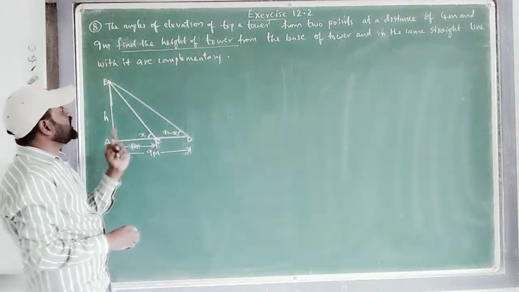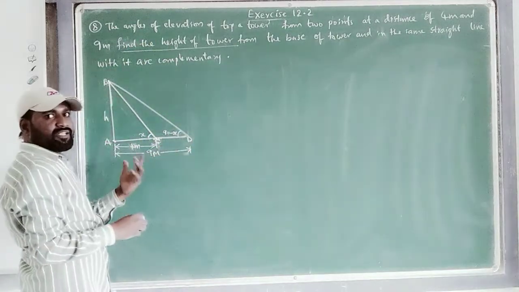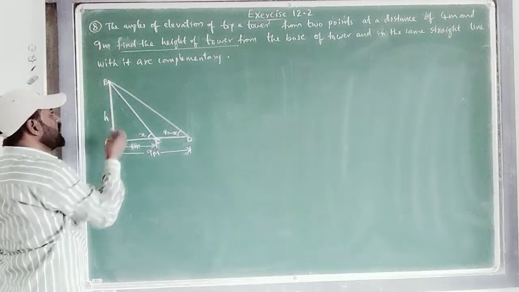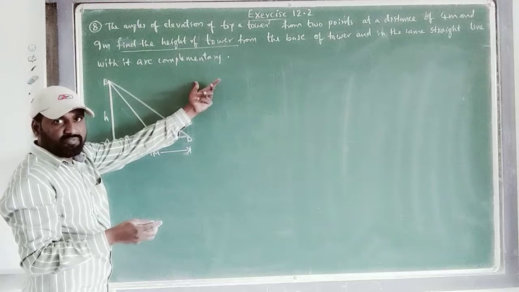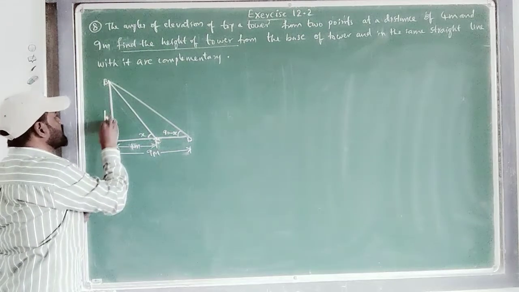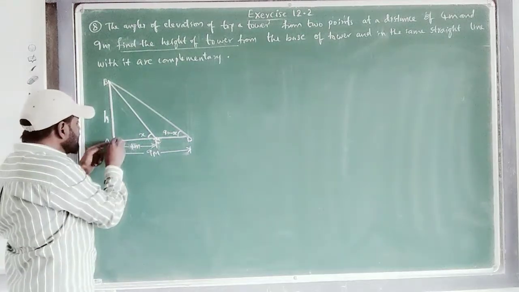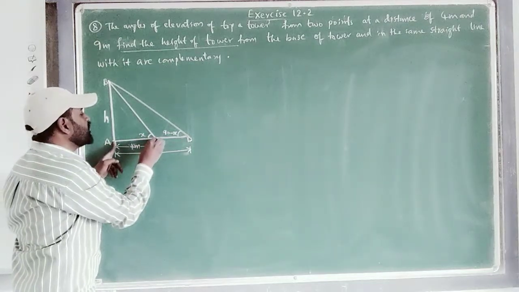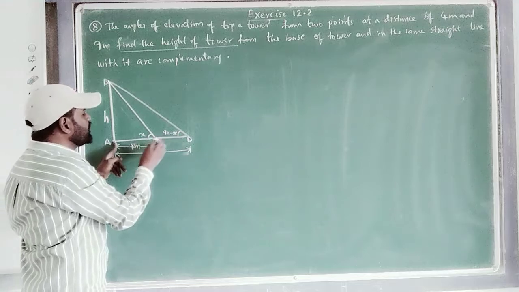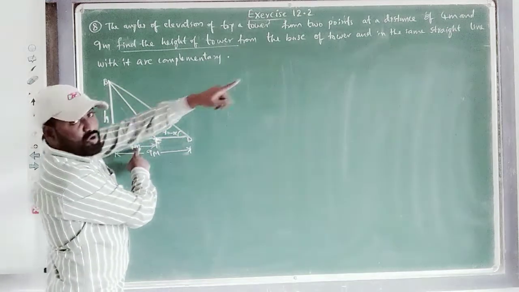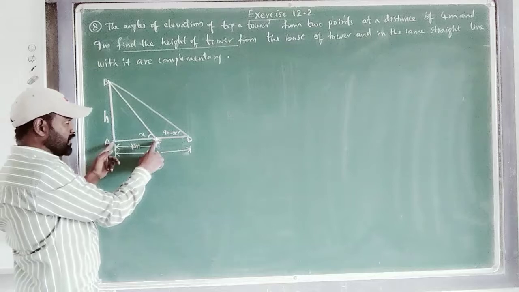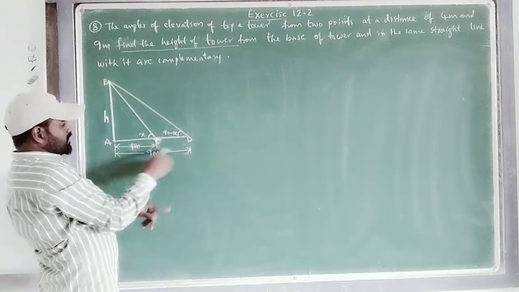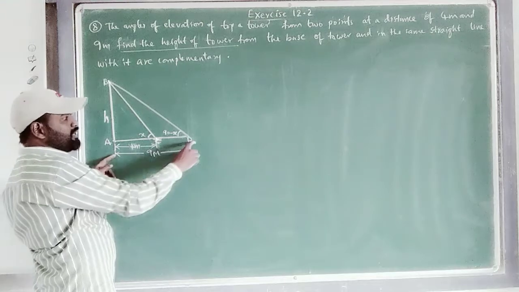To find out the height of the tower, first let us draw the figure. If I name the tower as AB, the height I do not know, which I am going to find, so I am assuming it as h meters. Now this tower is observed from 2 different points. So let us take one point at C, which is 4 meters away from the foot of the tower, and another point is D, which is 9 meters. From here to here it is 9 meters.